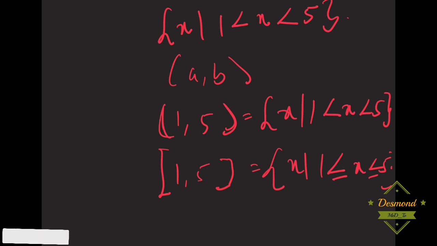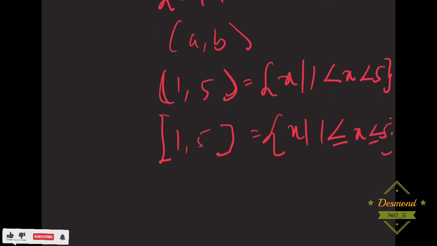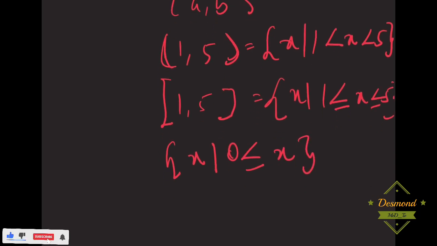We use similar notation if we want to include one of the endpoints but not the other. To denote the set of non-negative real numbers, we could use the set builder notation: x such that 0 is less than or equal to x. This is how we can denote that. The smallest number in this set is 0, but this set does not have a largest number, as you can see.